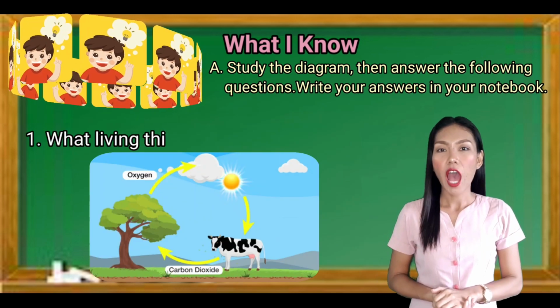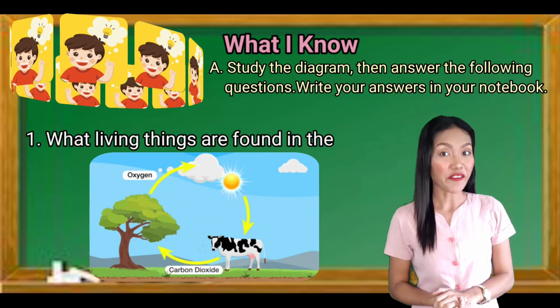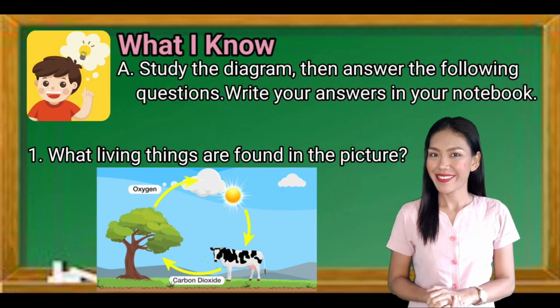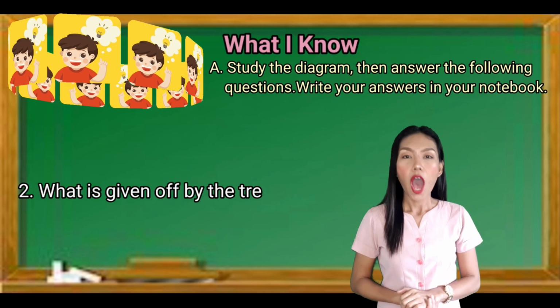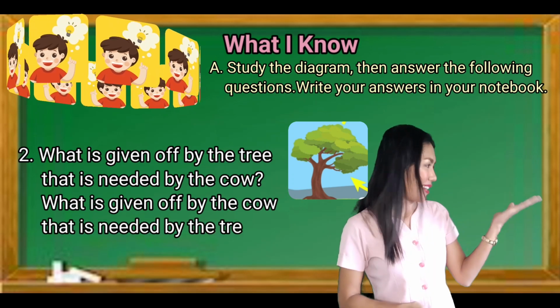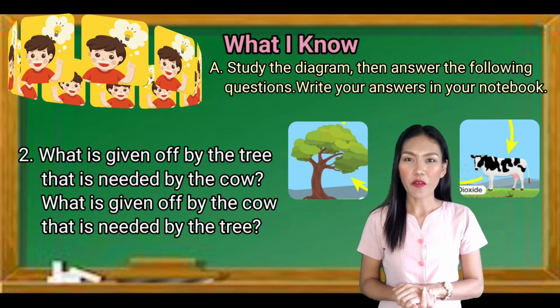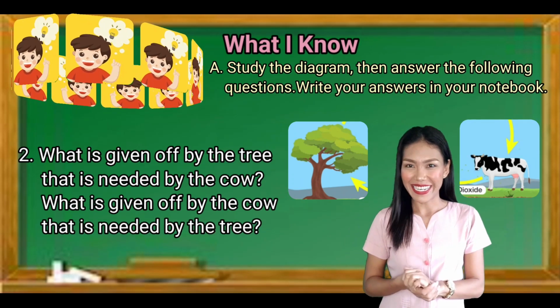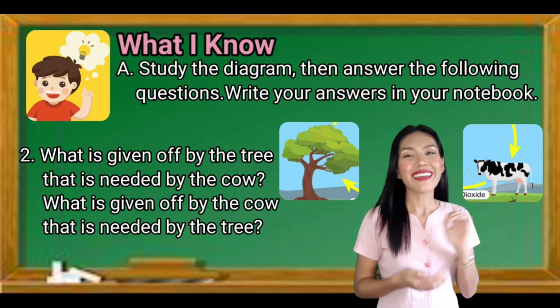First question. What living things are found in the picture? Second, what is given off by the tree that is needed by the cow? What is given off by the cow that is needed by the tree?